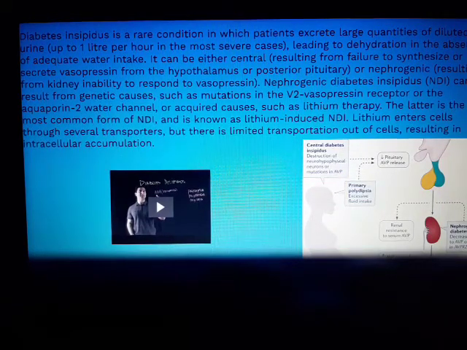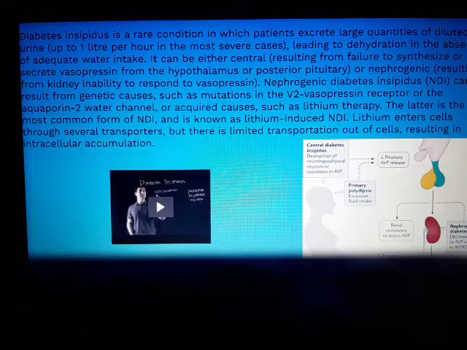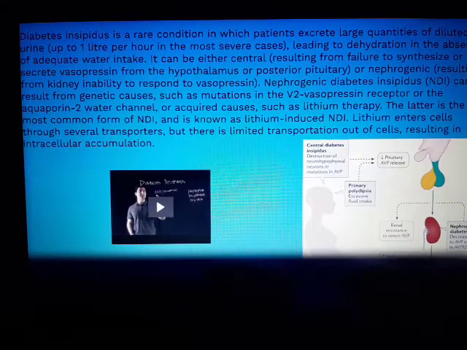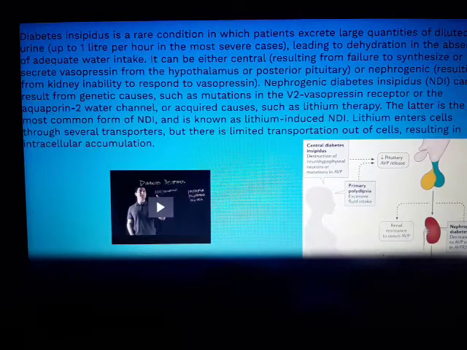It can be either central, resulting from failure to synthesize or secrete vasopressin from the hypothalamus or posterior pituitary, or it could be nephrogenic, resulting from the kidney's inability to respond to vasopressin. Nephrogenic diabetes insipidus can result from genetic causes, such as mutations in the V2 vasopressin receptor or the accompanying aquaporin 2 water channel, or acquired causes such as lithium therapy. The latter is the most common form of nephrogenic diabetes insipidus and is known as lithium-induced nephrogenic diabetes insipidus. Lithium enters cells through several transporters, but there is limited transportation out of cells, resulting in intracellular accumulation.